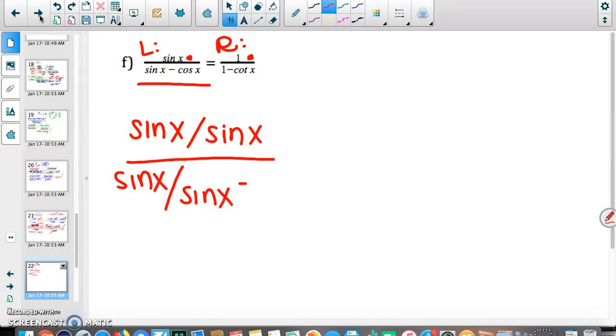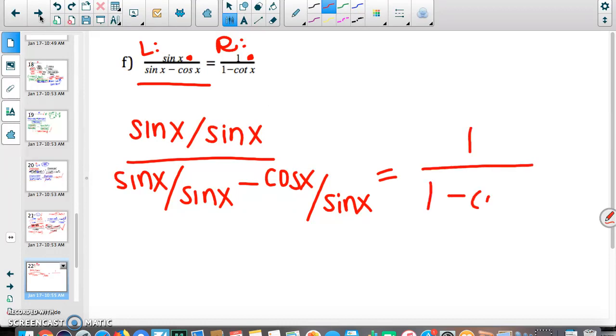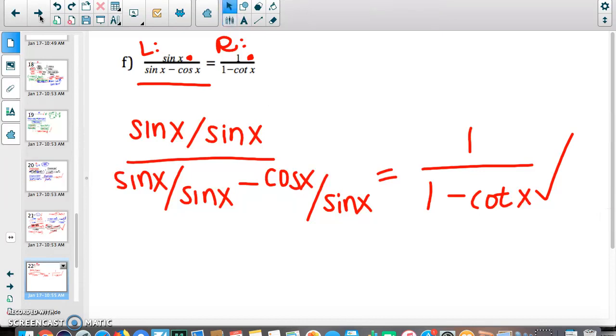Hour 7. That's all I'll say. If we just divide everything by sine on the left-hand side, we get sine over sine, which is 1, sine over sine, which is 1, and cosine over sine, which is cotangent. That's exactly what I wanted. So this is method 1.